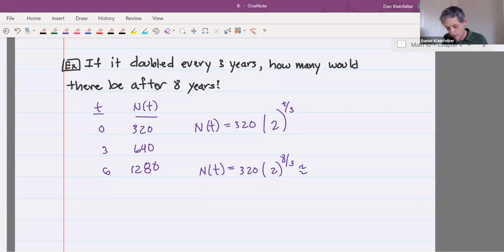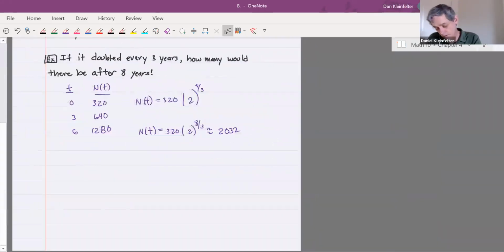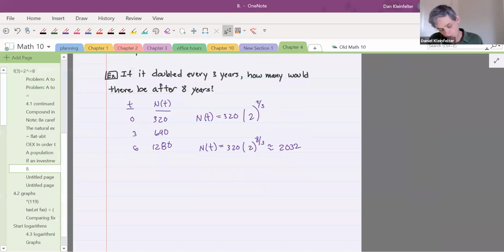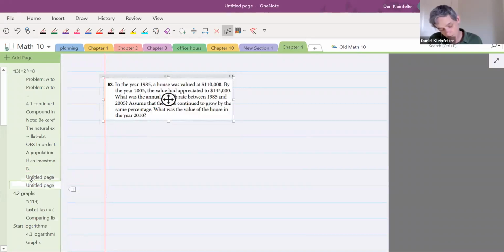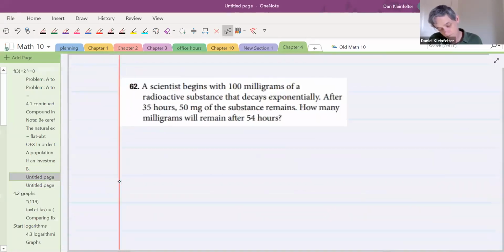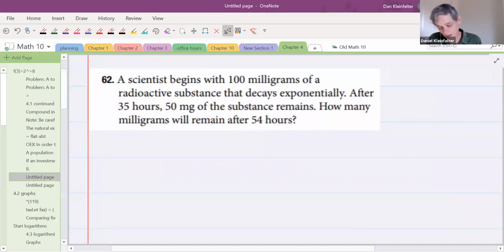All right, so 2031. 2032, I guess I rounded up. Okay, so just a couple of examples. This one about growth of populations. Okay, we have 2 more. Okay, and then we'll be finished with this, okay?